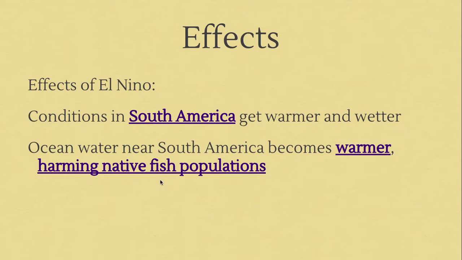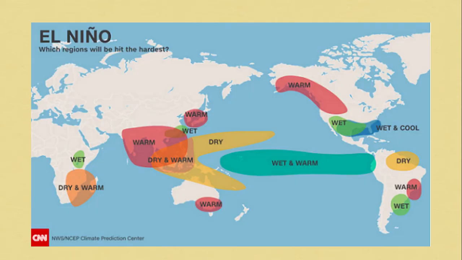Remember when we talked about thermal pollution? If the water gets too hot, the fish can die. Also, cold water has the nutrients that the fish need to survive. So this is going to kill a lot of fish, and that's a bad thing. But what's even cooler, it doesn't affect just people in South America.